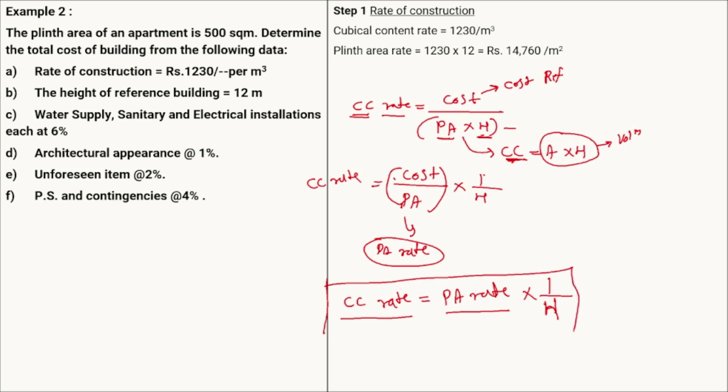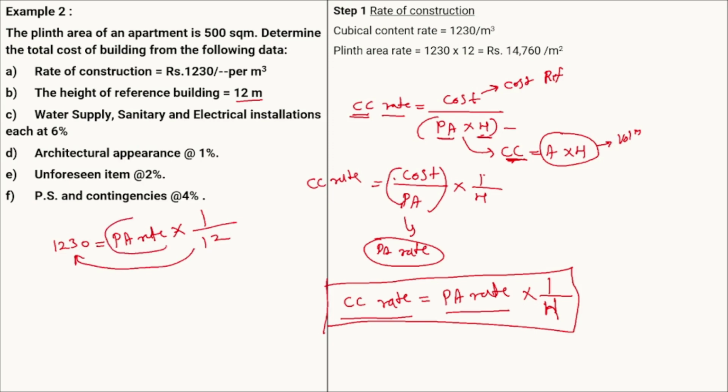Okay, so write down this formula. This is the important formula we need to convert the cubical content rate into the plinth area rate, or the plinth area rate into the cubical content rate. Now here the cubical content rate is given as 1230. That will be equal to the plinth area rate times 1 by h, where h, the height of the reference building, is given as 12 meters, so 1 by 12. If we multiply the 1230 by 12, we will get the plinth area rate, and that is what we have done here.